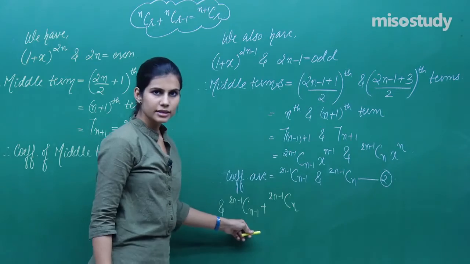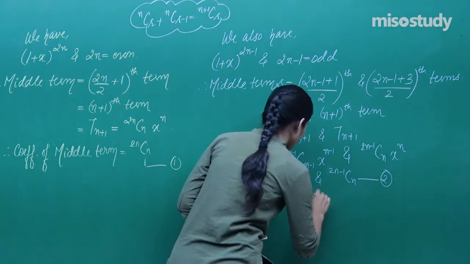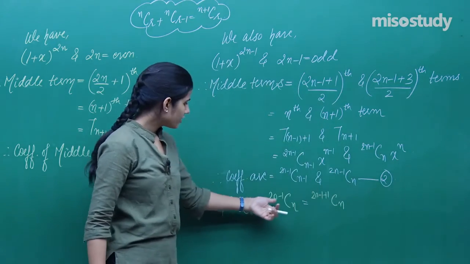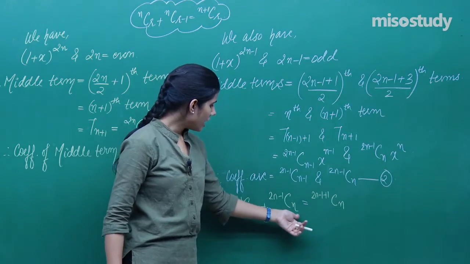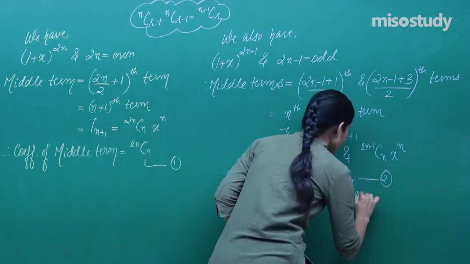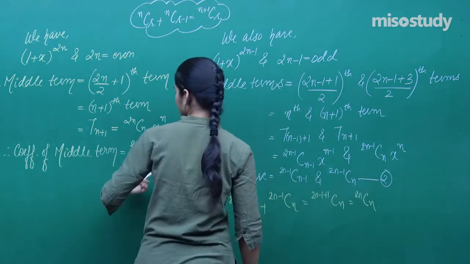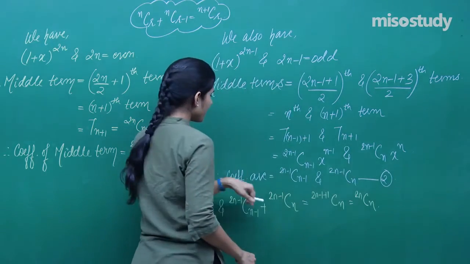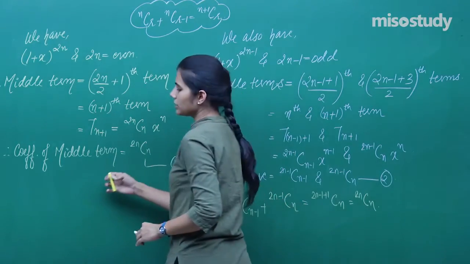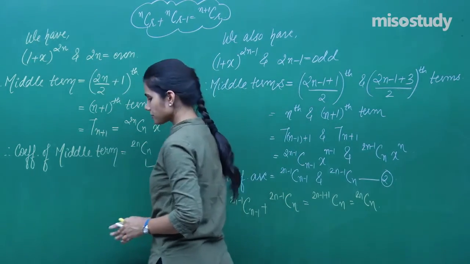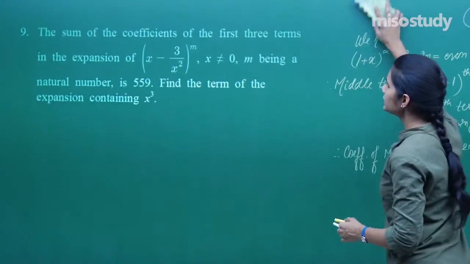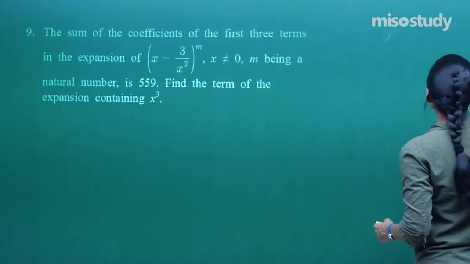This is 1 less than n. This is equal to n plus 1, that is 2n minus 1 plus 1 Cr. This is playing the role of n, this is playing the role of r. So NCr plus NCr minus 1 is n plus 1 Cr, that is 2n Cn. And 2n Cn is what is written over here. So it is true that when I add these two coefficients of the two middle terms in this expansion, I get the coefficient of the middle term of this expansion. Clear?